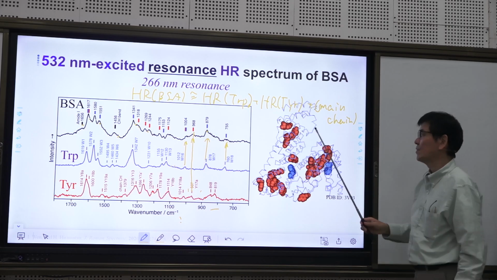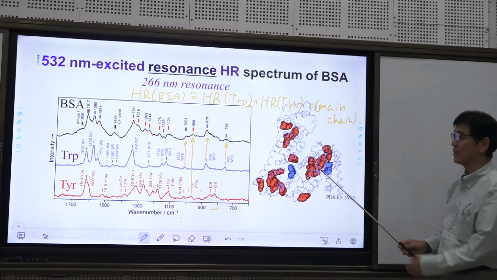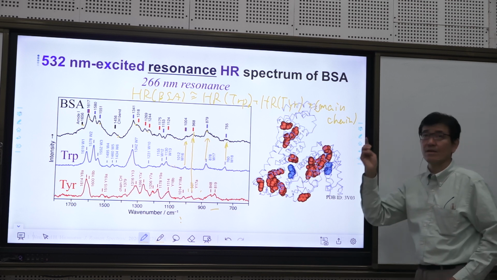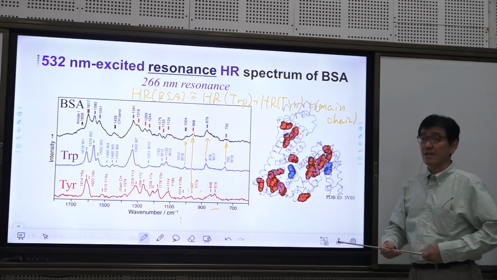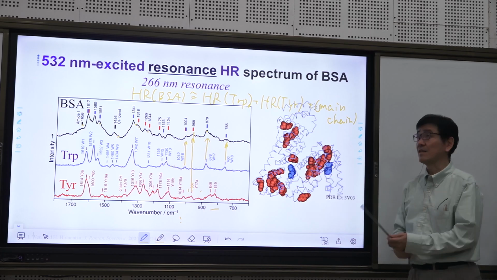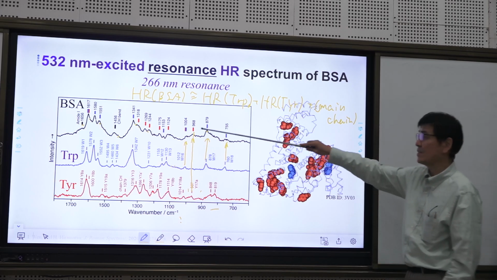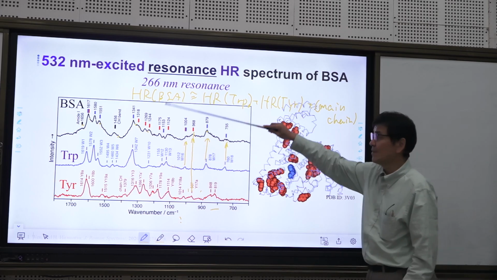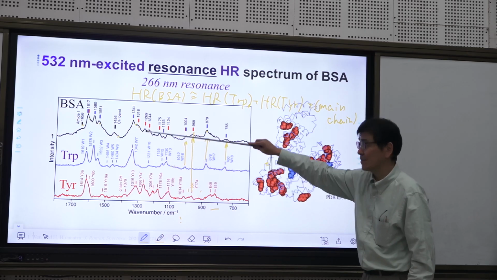We found no contribution from other residues such as alanine, isoleucine, leucine, valine, or histidine. Several amino acids do not appear here. Only this result contains the resonance hyper-Raman signal.